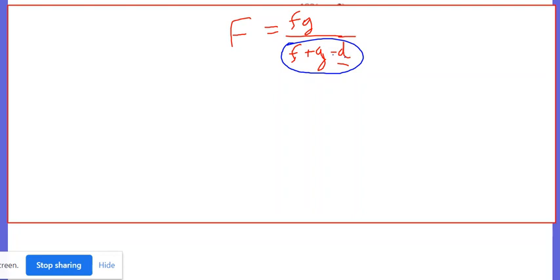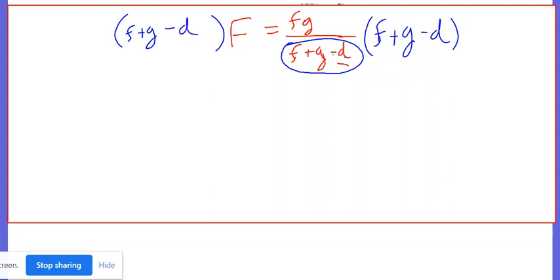Multiply. So we are going to multiply everything by f plus g minus d. And so that would get us big F times small f plus g minus d is equal to small f g. All right.